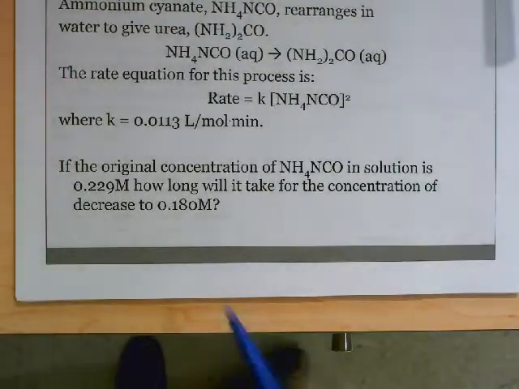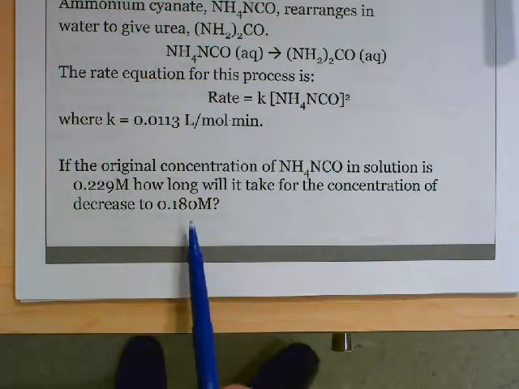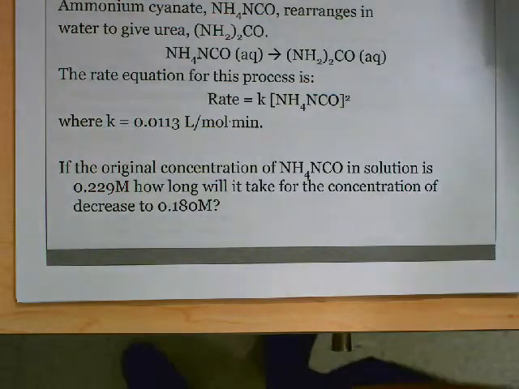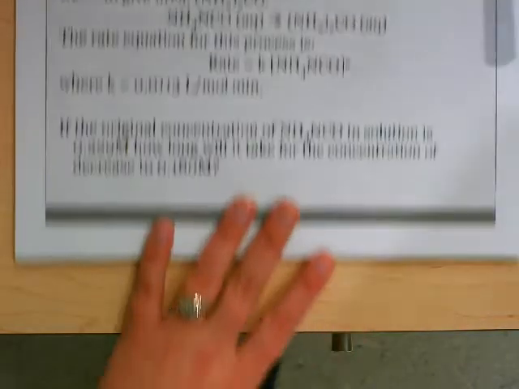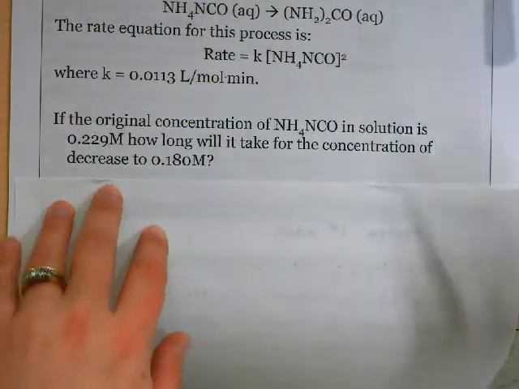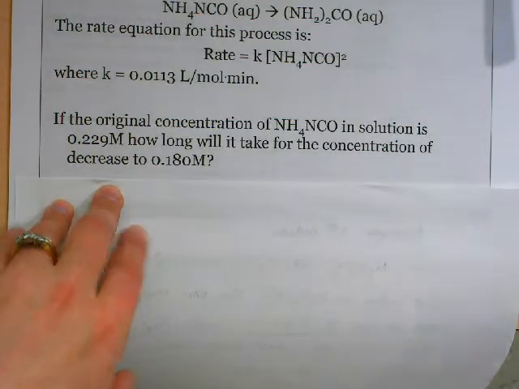So, in this case, I gave you the original concentration of 0.229 molar, and I gave you the final concentration. So what thing am I looking for? Time, right? I'm looking for time in this case. So, first thing, see if I can get it all on the screen at once. Because it's second order, from here, we have to use the second order rate equation.